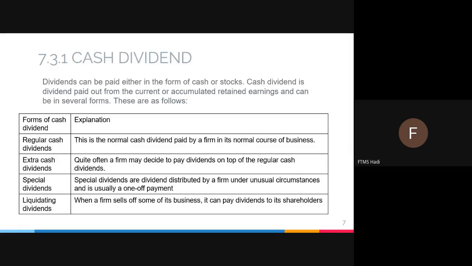Cash dividends, which can be paid in the form of cash or stock. Okay, usually by cash lah. Cash dividend is dividend paid from the current or accumulated retained earnings and can be in several forms. In other words, you will receive dividend by cash or money.